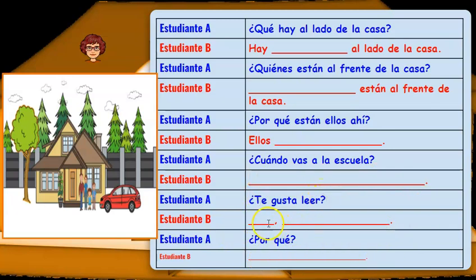¿Te gusta leer? So we would say, sí, me gusta leer, or no, no me gusta leer. And then, ¿por qué? Why? So, me gusta leer porque, y no me gusta leer porque, and then you answer. All right? Let's take time to practice.